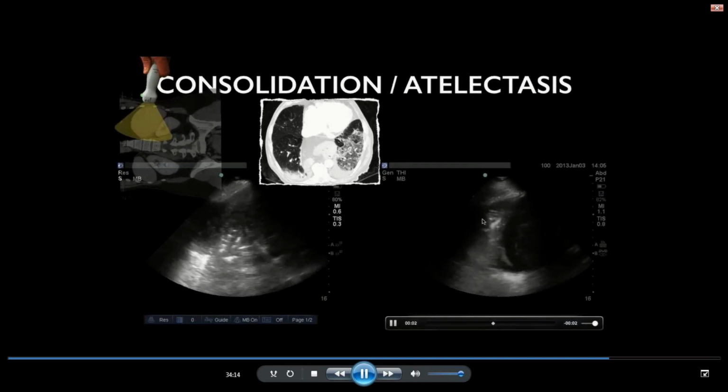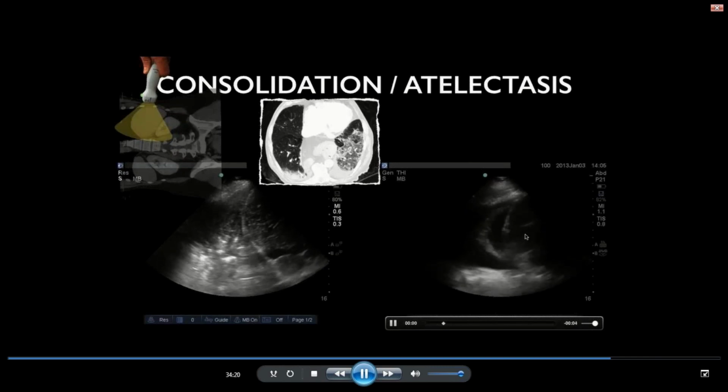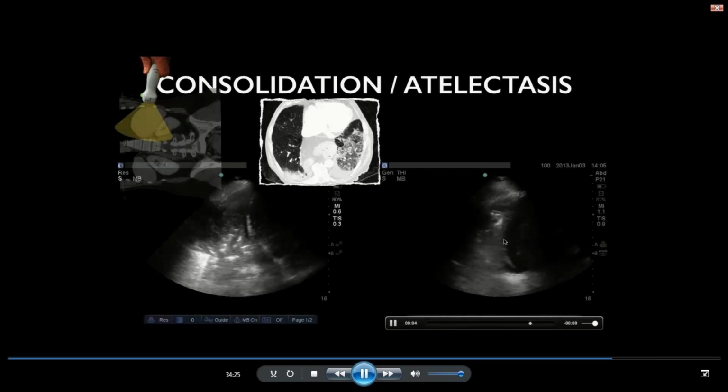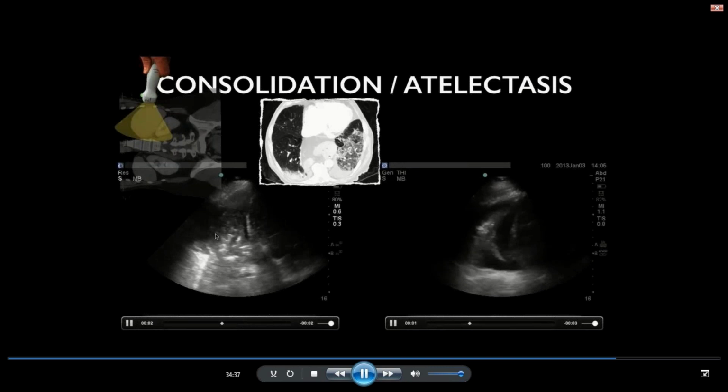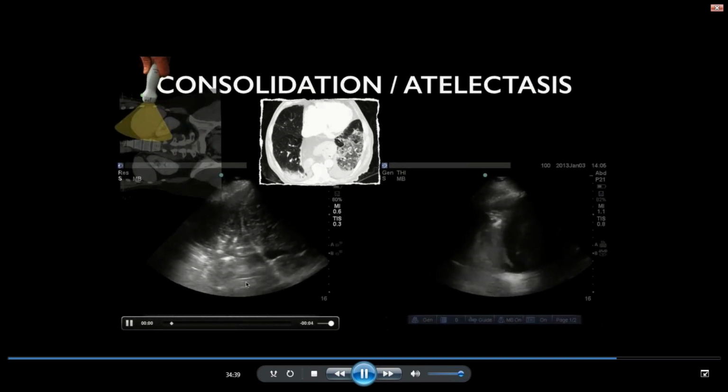Now, in contrast, if you look at this image here, one can appreciate the diaphragm, the liver, the pleural effusion, this anechoic space right above the diaphragm, and this tongue-like protrusion of the lung, which is flopping around in the pleural fluid. And this represents an atelectatic lung in comparison to this video that shows a consolidated lung.